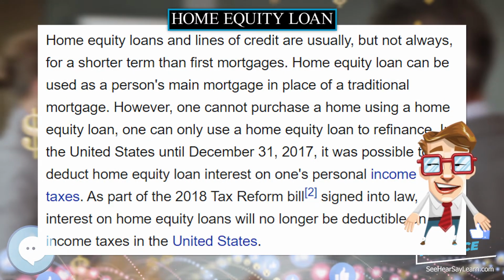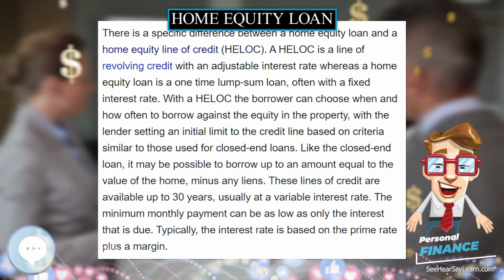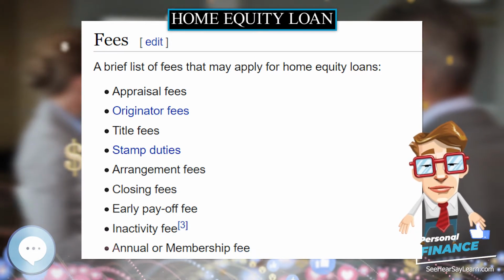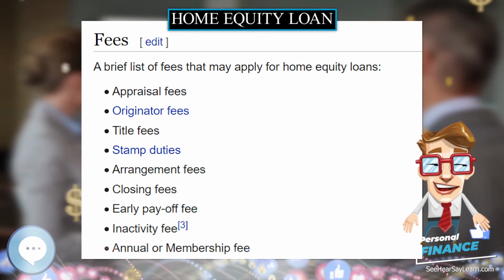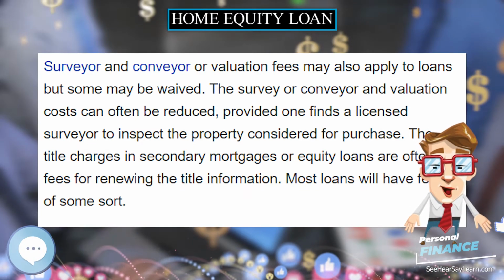There is a specific difference between a home equity loan and a home equity line of credit, HELOC. A HELOC is a line of revolving credit with an adjustable interest rate, whereas a home equity loan is a one-time lump sum loan, often with a fixed interest rate.